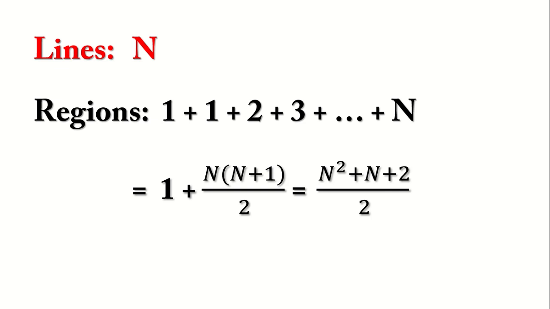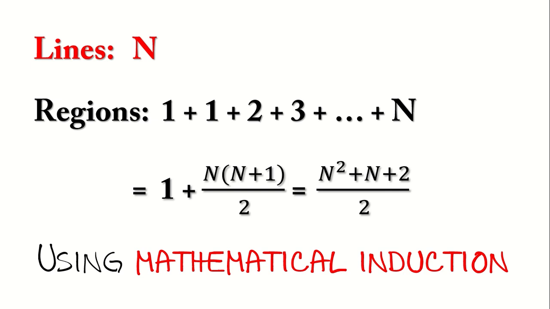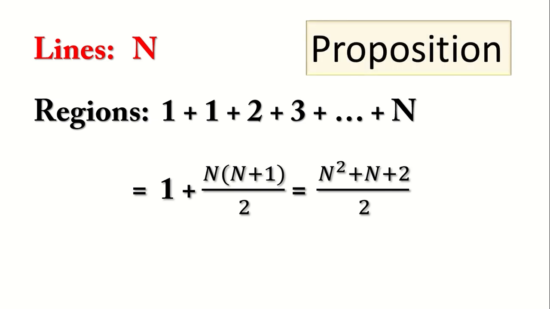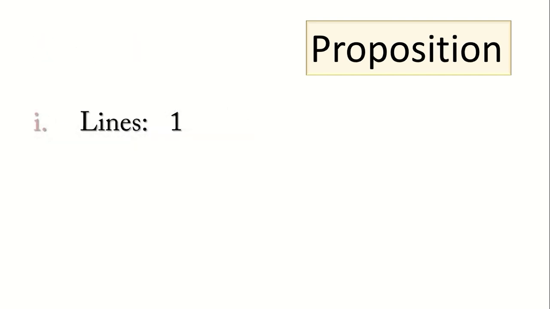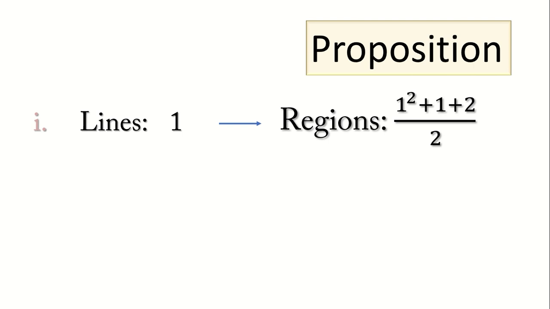We have to prove that if I have n lines, we have at most n squared plus n plus 2 over 2 regions. We can do it using the mathematical induction theorem. In mathematical induction, we have a proposition. The proposition says that if I have n lines, the regions are equal to n squared plus n plus 2 divided by 2. So we have to prove that if I have one line in the first level, the region's number is equal to 1 squared plus 1 plus 2 over 2, which is true because if I have one line, we have two regions, and the formula simplifies to 2.